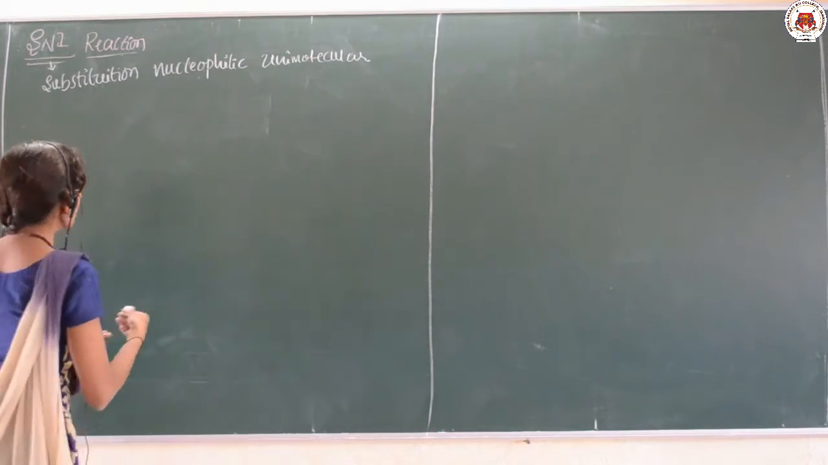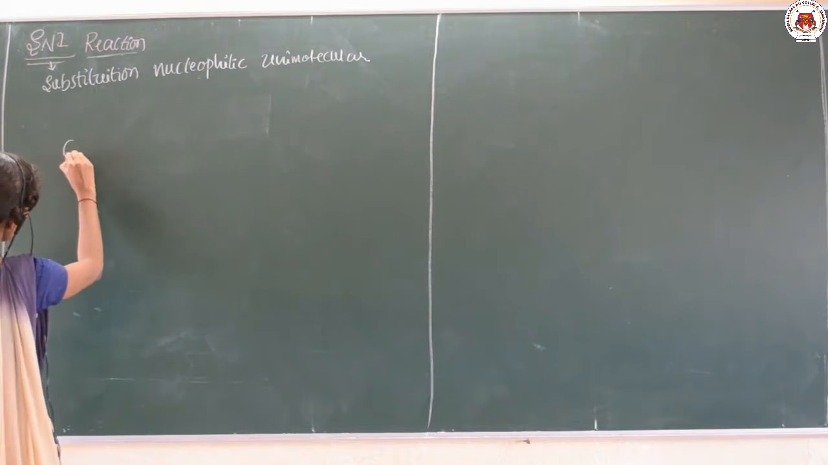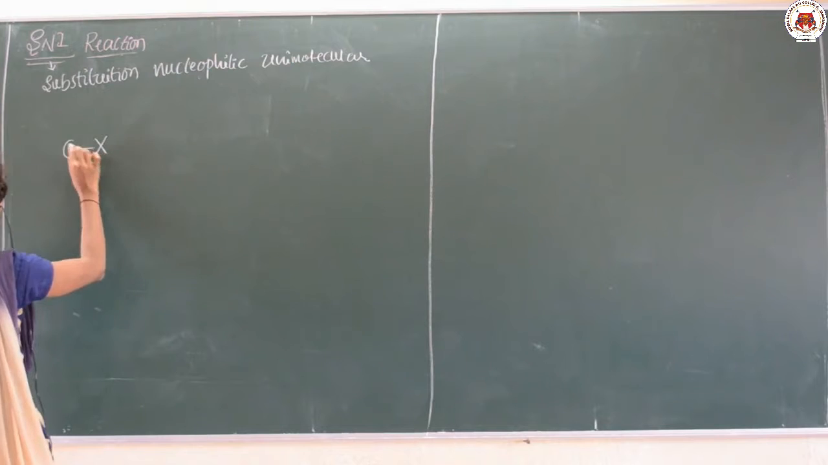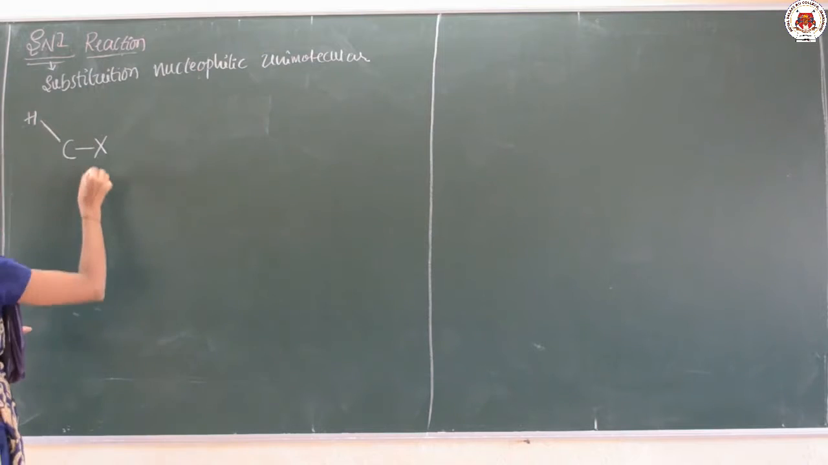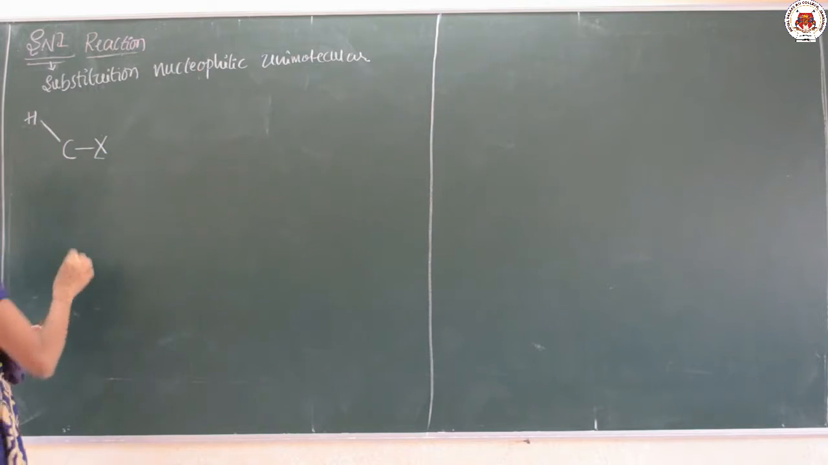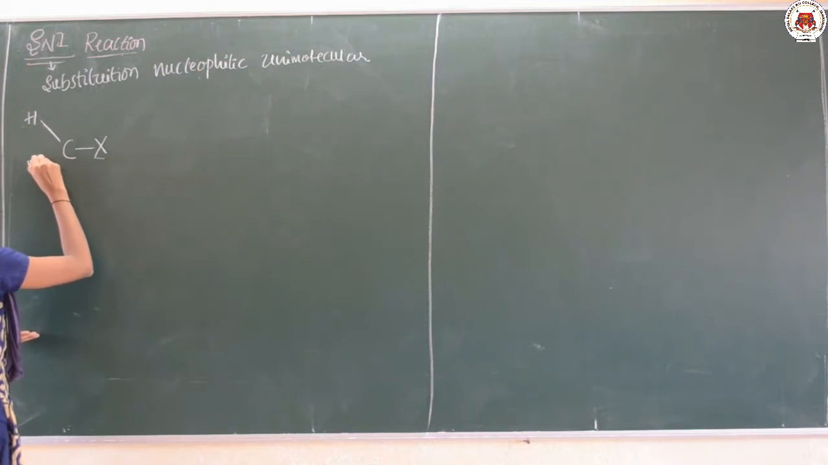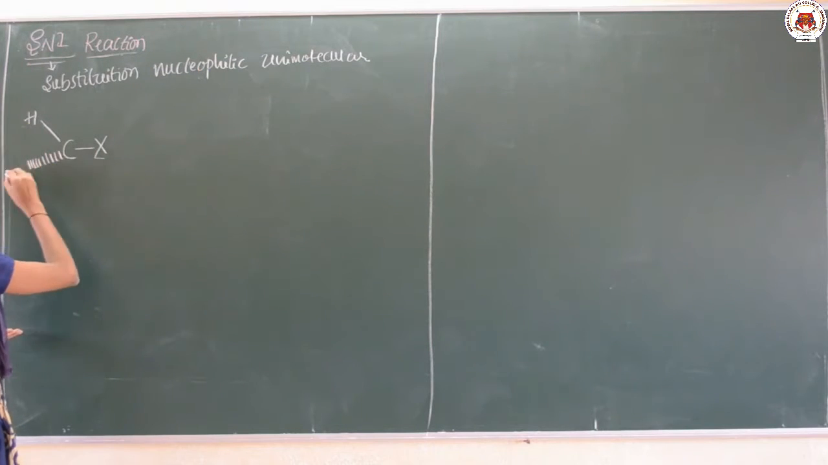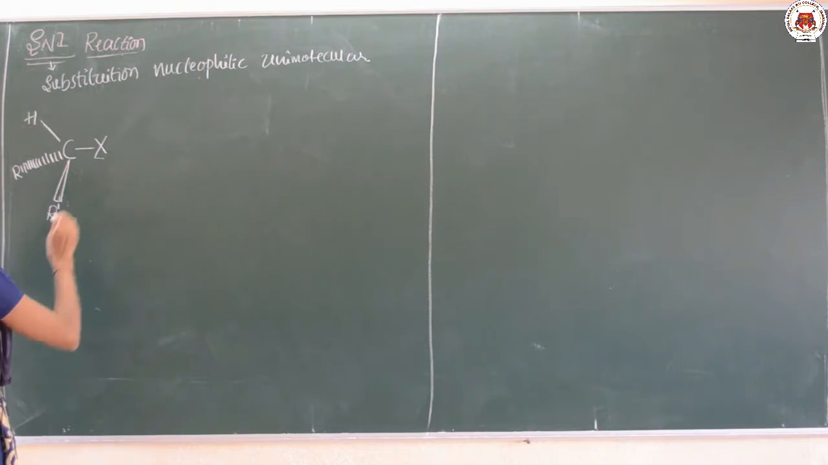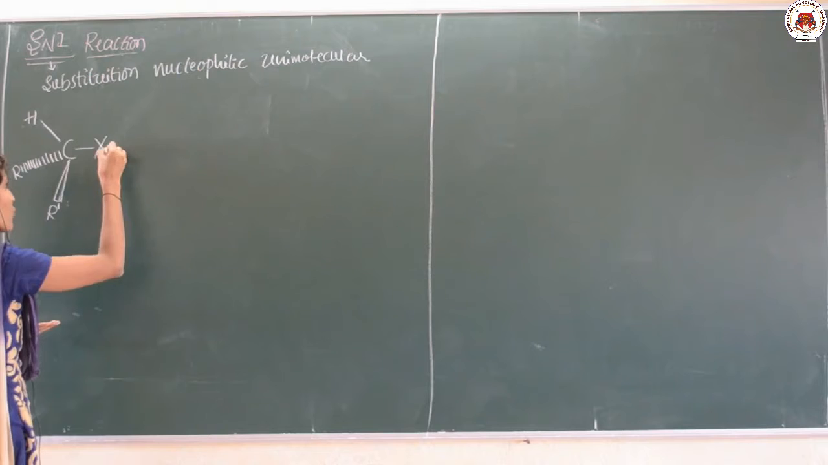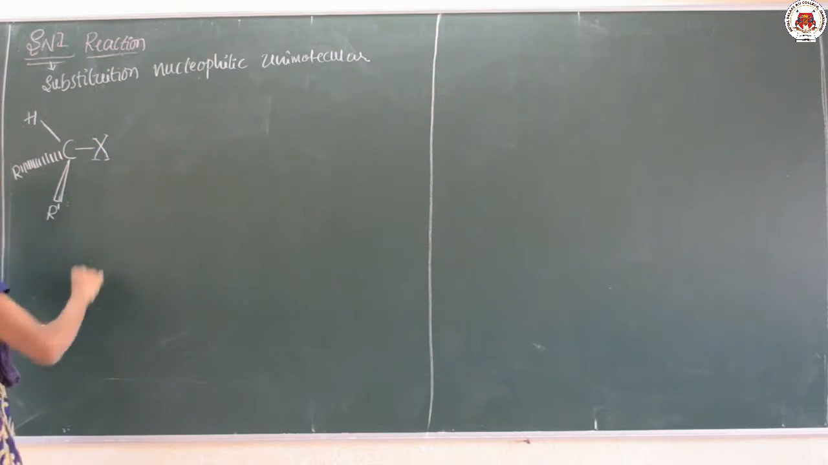So here let me tell you, take the haloalkane. Here, as I said, these two bonds, that is halogen and hydrogen, are in the same plane, and one of the groups, that is R, is out of the plane away from us, and one more R dash is out of the plane towards us. Okay. So now I want to attack the nucleophile.